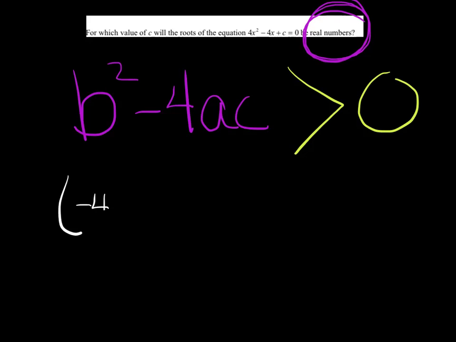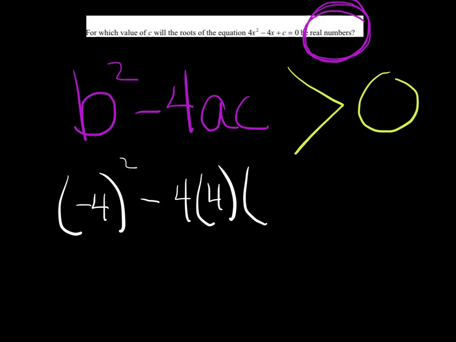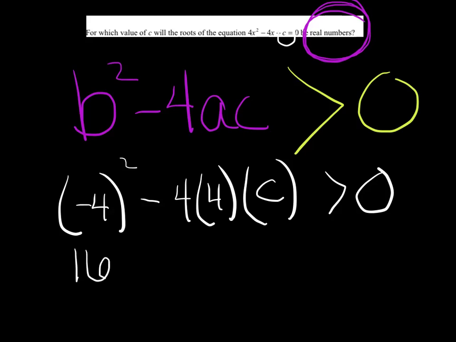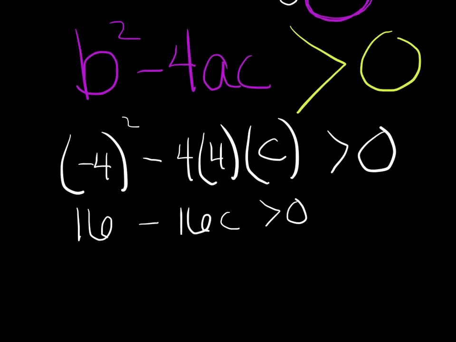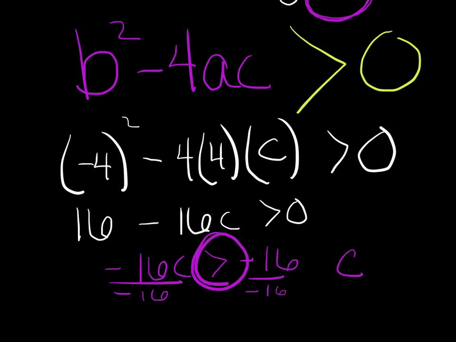I've got my negative 4 squared minus 4 times my c value, is actually c, is greater than 0 because I'm solving for c. So I've got 16 minus 16c is greater than 0. I'll keep solving. I'm going to subtract my 16, so I've got negative 16c is greater than negative 16. Notice I'm going to divide by a negative, so what do I have to remember to do? Flip that bad boy. So I've got c is actually less than 1.